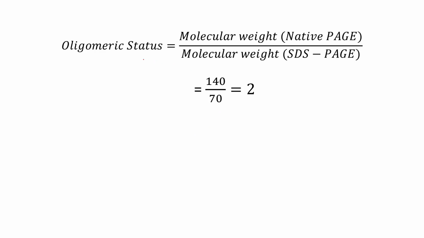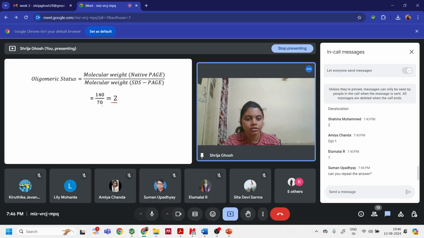So there is a simple formula also to find out the oligomeric status. It is basically the molecular weight that we found on native PAGE divided by the molecular weight that we found on SDS PAGE. So here the molecular weight on native PAGE was 140, the molecular weight on SDS PAGE was 70. So we get 2 as the answer. Okay, so my answer is option 1, that is option A, that is 2. Oligomeric status of this protein is 2, that is it has 2 monomers forming a homodimer. Okay, since both the monomers are of the same molecular weight, we call it homodimer.